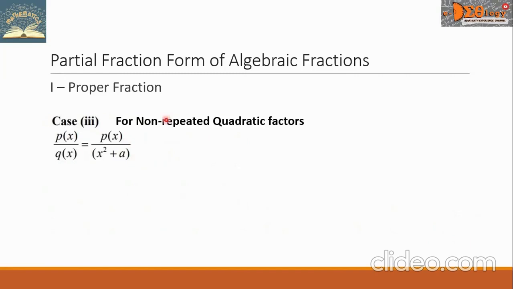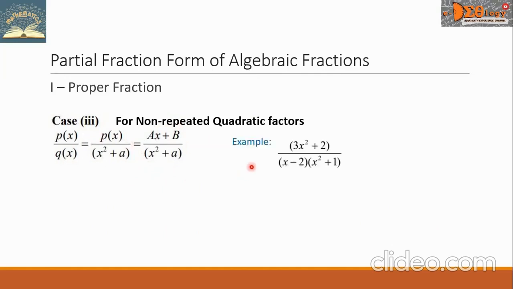Now case 3 will be for non-repeated quadratic factors. So the form is p of x over x squared plus a. The partial fraction form will be Ax plus B over that denominator x squared plus a.